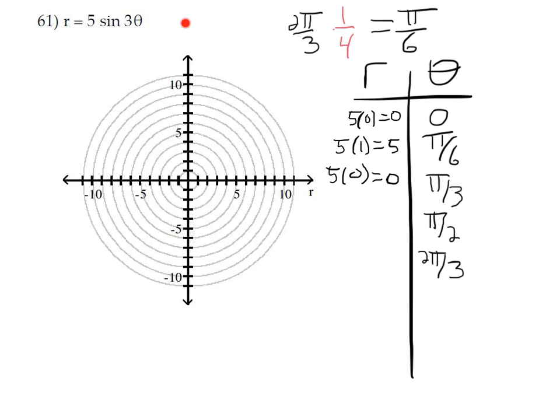Pi halves times 3 is 3 pi halves. Sine of 3 pi halves is negative 1. 5 times negative 1 is negative 5. And finally, 2 pi thirds times 3 is 2 pi. Sine of 2 pi is 0.